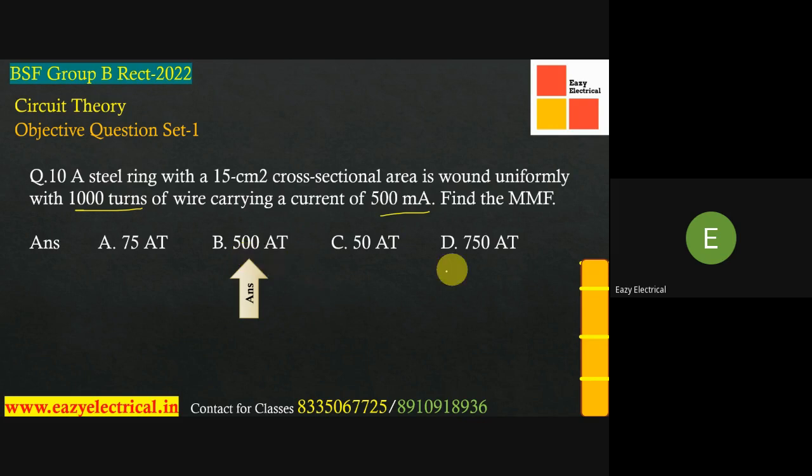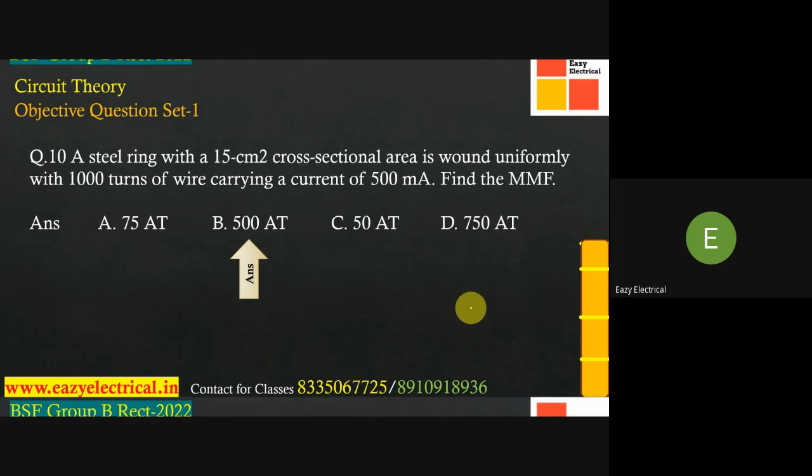So MMF means current into number of turns. The current here is given to be 500 milliampere multiplied by the number of turns given to be 1000. That means 500. Okay, so 500 ampere turns is the correct answer. Now coming to the next question.